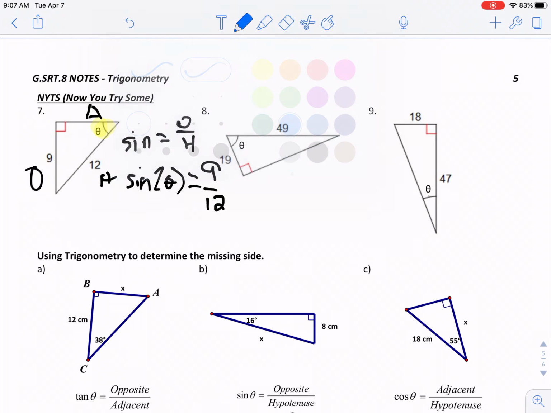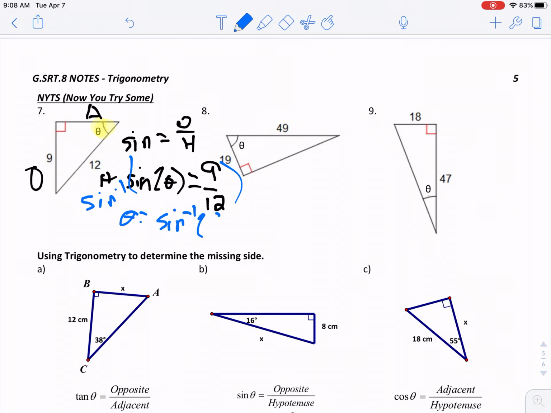All right, now we move sine by doing sine minus 1 to the whole thing. So the angle equals sine to the minus 1 parentheses 9 over 12. Guys, always put that in parentheses. Just to remind you, when you type in your calculator, you need to do 9 divided by 12 first.